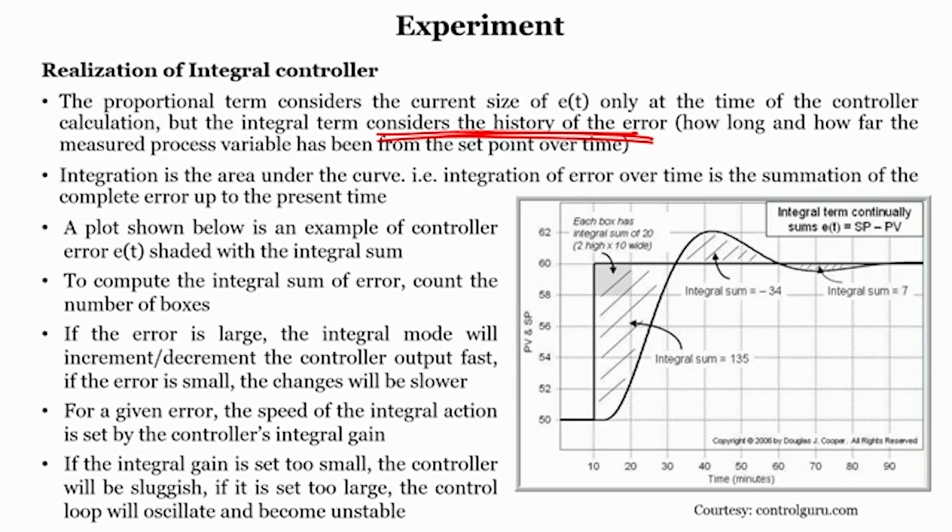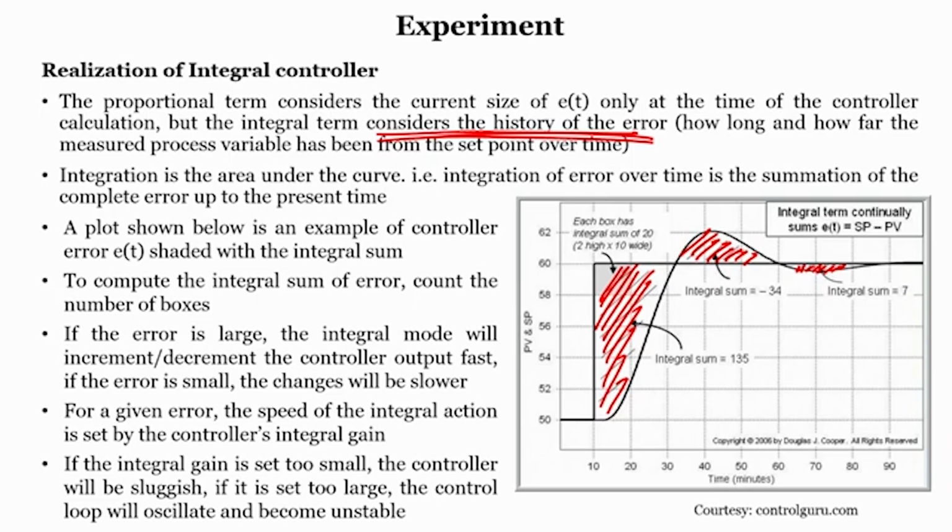Now, integration is the area under the curve, the integration of error over time, and is the summation of the complete error up to the present time. You can see here what the error is, the area under the curve. In the same way, if the value is exceeded, again it is the area under the curve. So, it is the integration of error over time, the summation of complete error up to the present time.